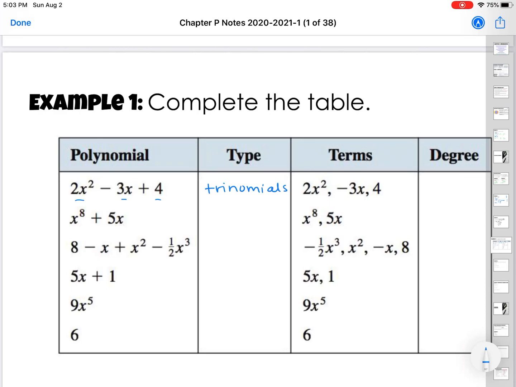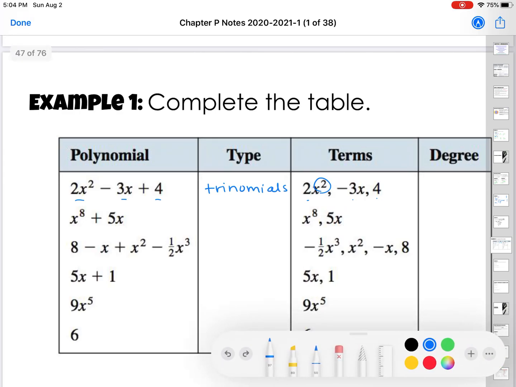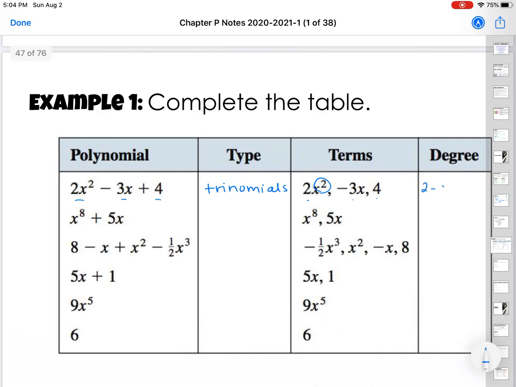In the next column, what I want to do is figure out the degree. So out of all the terms, I have 2x squared, negative 3x, and 4. So the degree is the highest exponent. I'm seeing a 2 here. So this is second degree. We call it second degree, or we would say it is quadratic, like a parabola. The next one has 2 terms, 1, 2, so that's a binomial.